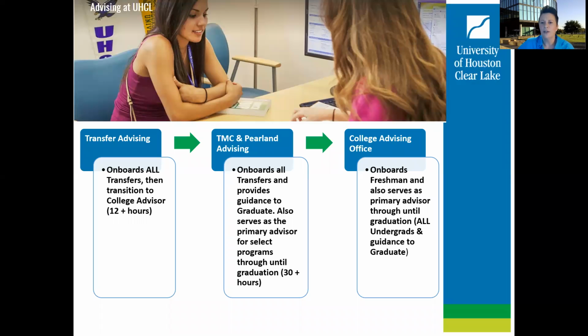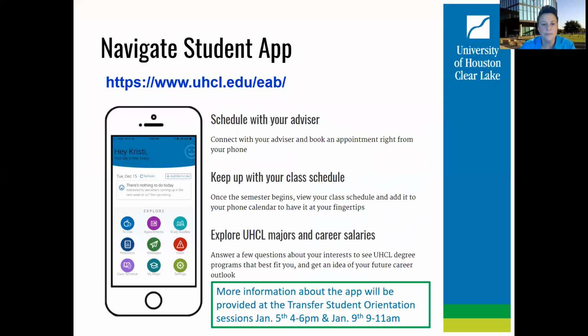All right, this is a little overview again of the advising structure here. We have the transfer advising unit, we have the Texas Medical Center and the Pearland advisors, and we also have the college advising offices. There's College of Science and Engineering, College of Education, College of Business, and College of Human Sciences and Humanities. Depending on your program, you would be advised under one of those colleges based on your major. So let's go ahead and look at the next one.